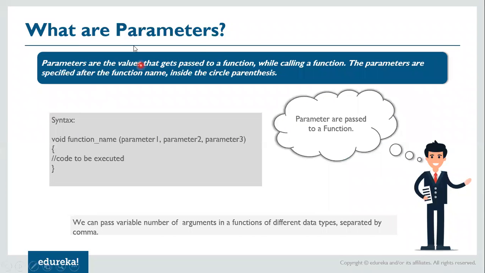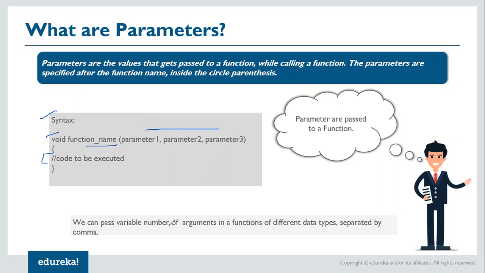So here, what are parameters? Parameters are the values that get passed to a function when calling a function. The parameters are specified after the function name inside the circle parenthesis or bracket, you might call it. So syntactically, you have a function name, the return type and the parameter 1, 2, and 3. We also specify the type of the parameter, whether it is integer or double or any other data type that is available in the programming language. And inside that we have the code that gets executed. So basically parameters are passed to a function.